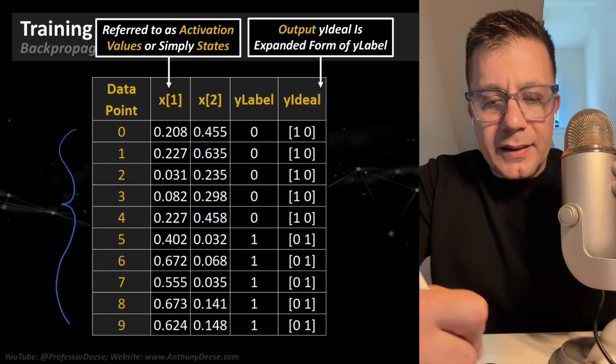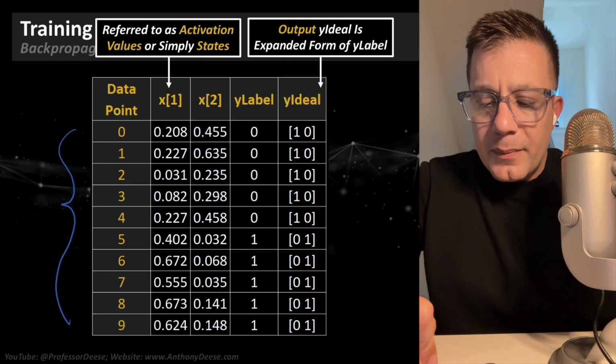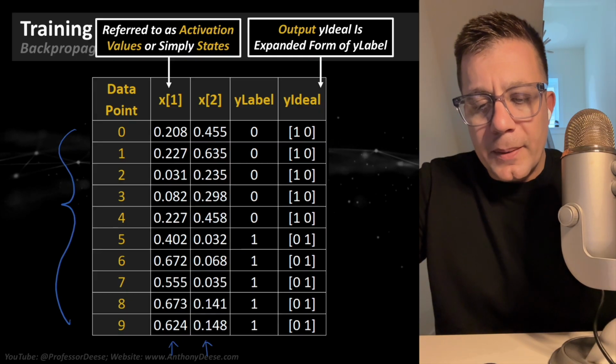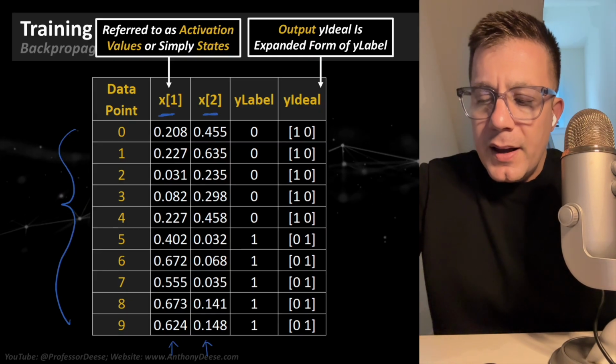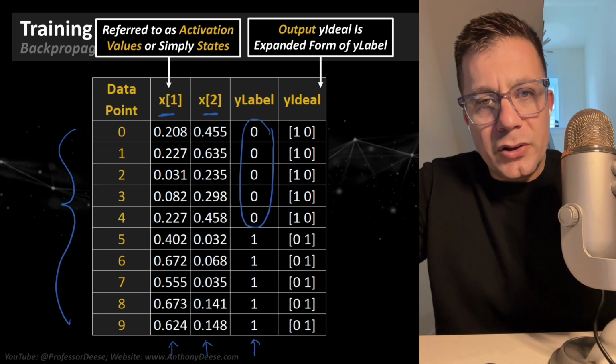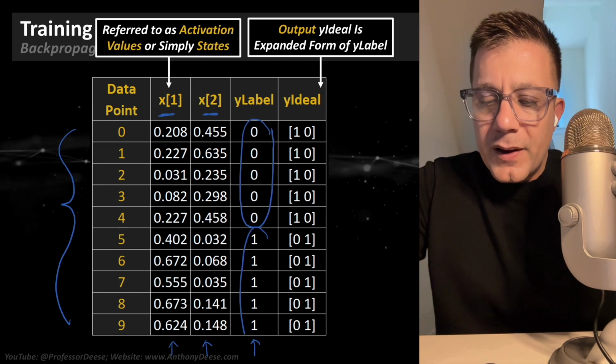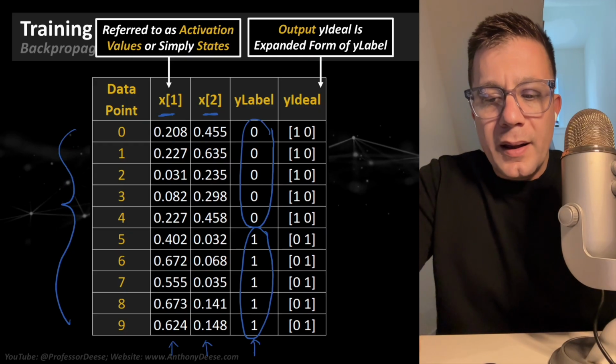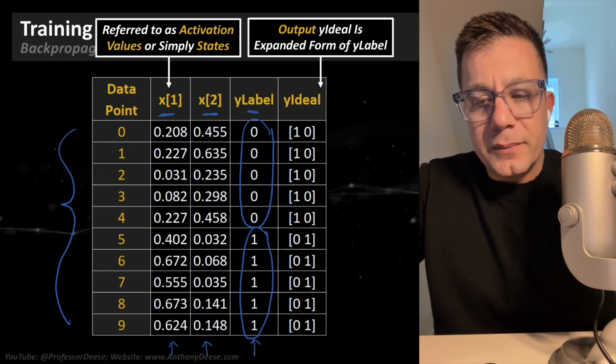Here we see our training data. We have 10 samples, like I said before. Each sample is composed of two input states, X1 and X2, as well as a labeled output. So what we see is that the first 5 samples are intended to be a 0, and the second 5 samples are intended to be a 1, and obviously we refer to that as the output.